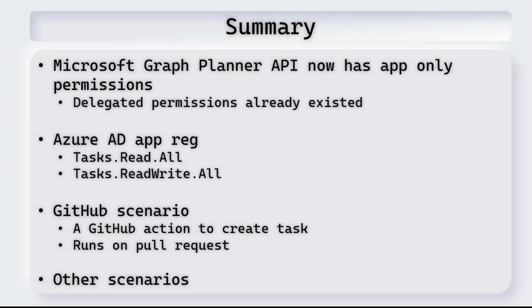And we saw a scenario using GitHub in which a GitHub action was used to create a task. That particular GitHub action was called by a workflow which runs on pull request. But I'm sure there will be other scenarios in which this can be used in order to create tasks in a planner.